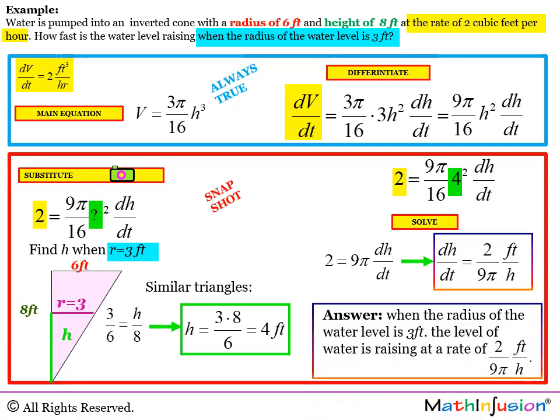So we can answer the question now. When the radius of the water level is 3 feet, the water level is rising at a rate of 2 over 9 pi feet per hour.